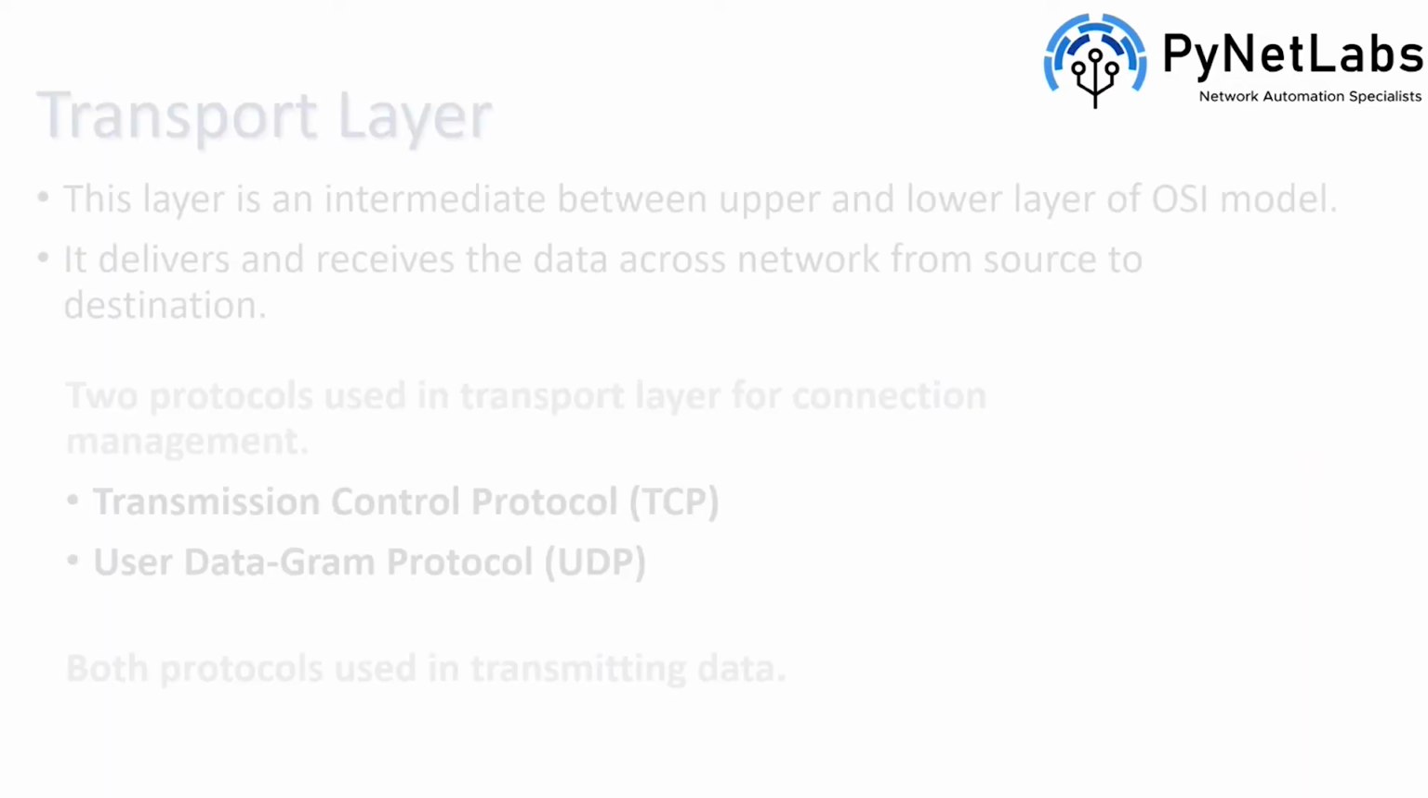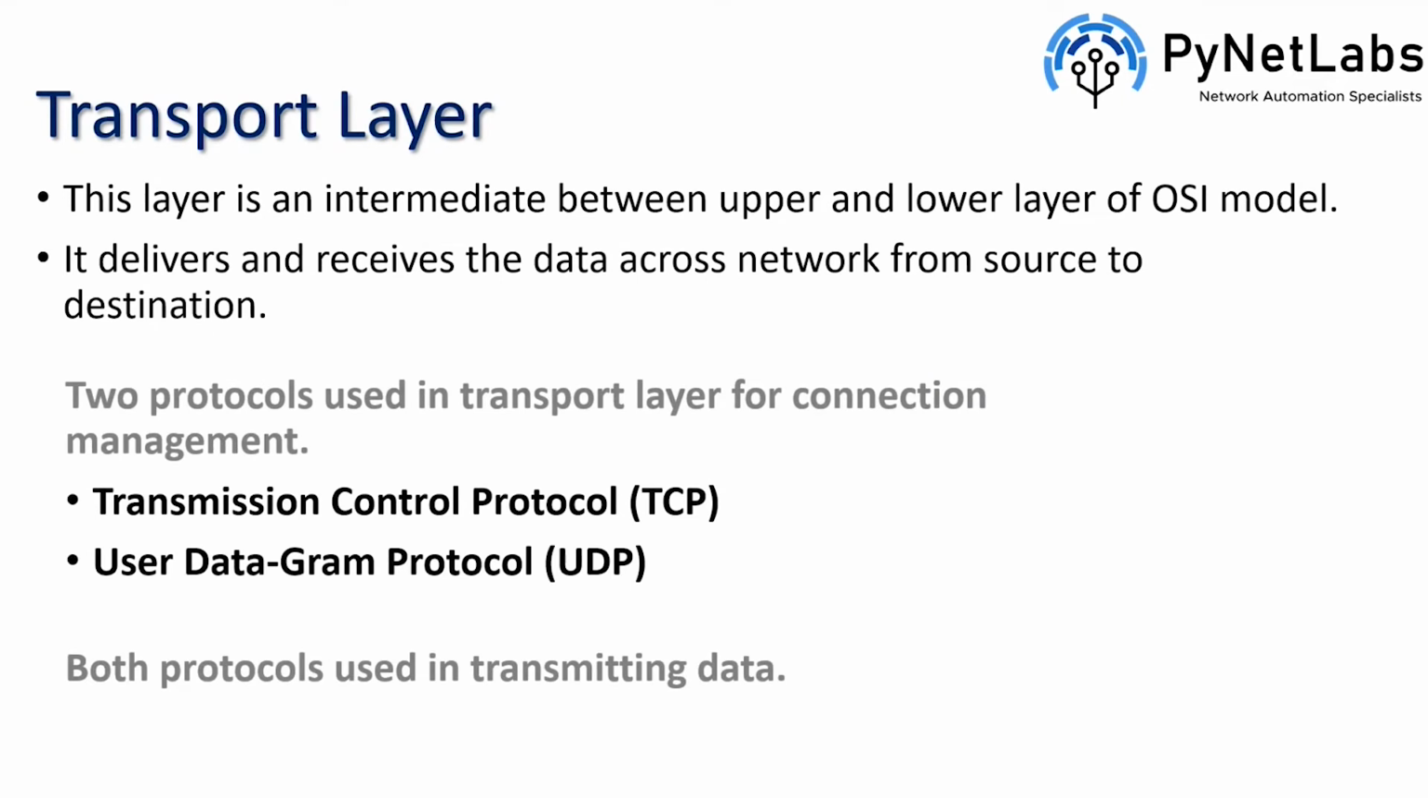Now, next we have the transport layer, which is the intermediate layer between the upper and lower layers of the OSI model. The major responsibility of this layer is to make the communication between the upper three layers and the lower three layers. And how is it going to do that? Here it is going to use connection management, which includes two protocols, TCP and UDP.